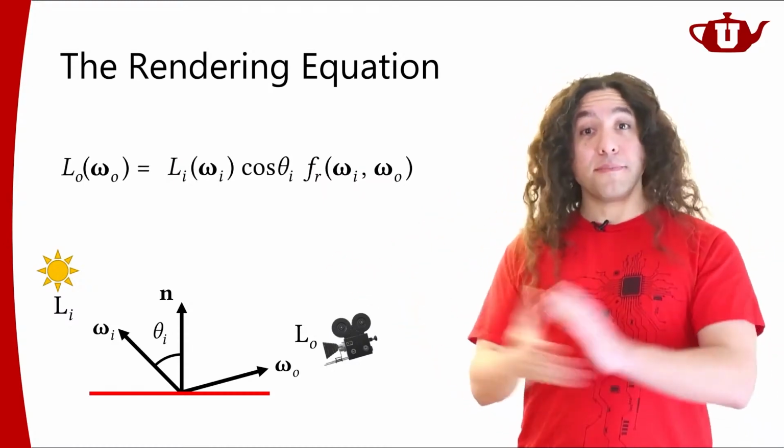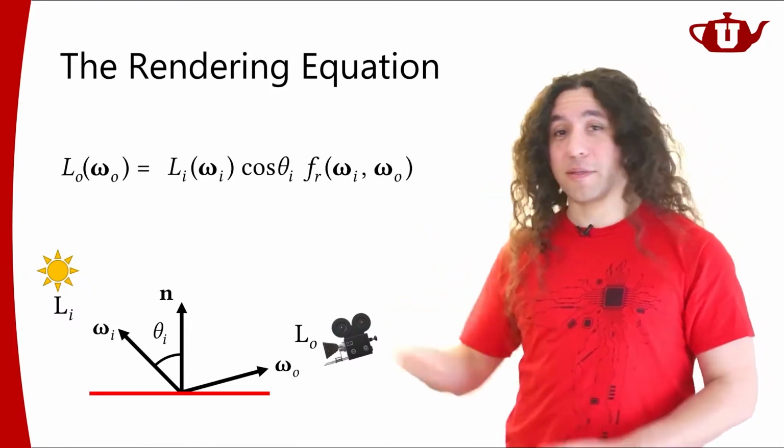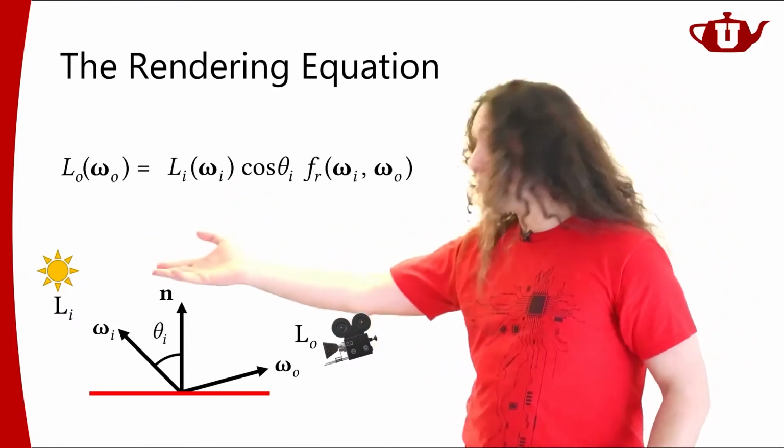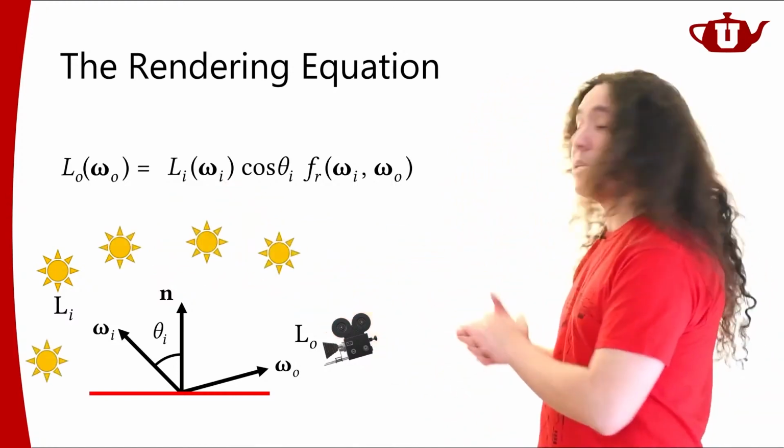So what happens if I have more than one light source in my scene? This was just one light source, and that was relatively easy. It's just this. What if I have, let's say, a bunch of light sources in my scene?